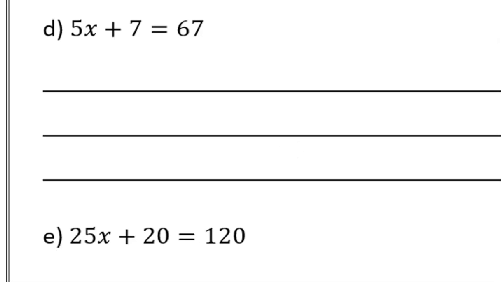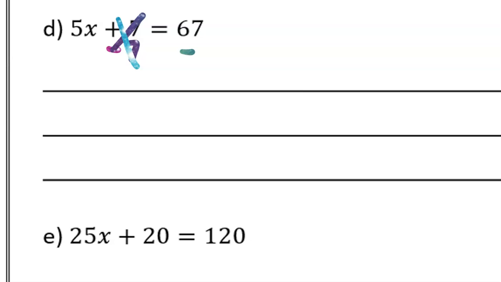Okay, we've got 5x plus 7 equals 67. We need to get rid of the number 5 and we need to get rid of the number 7. Okay, let's take 7 off both sides because the opposite of plussing 7 is minusing 7. So to get rid of this 7, I'm going to take it away. Now the reason I take it away, you think about this, 7 take away 7 leaves me with nothing. So essentially this has disappeared now.